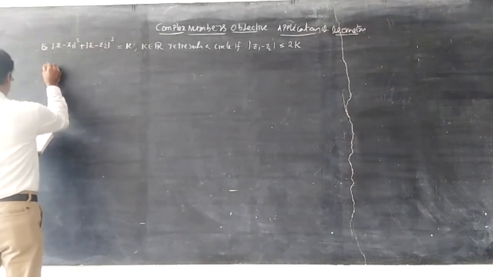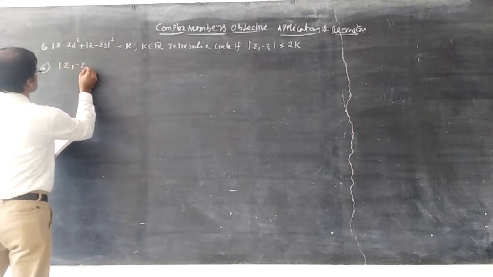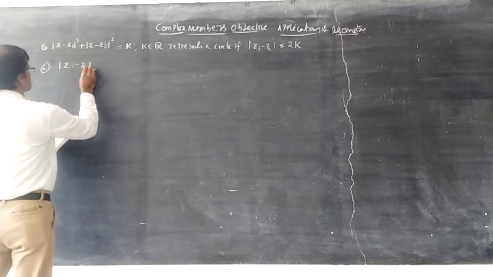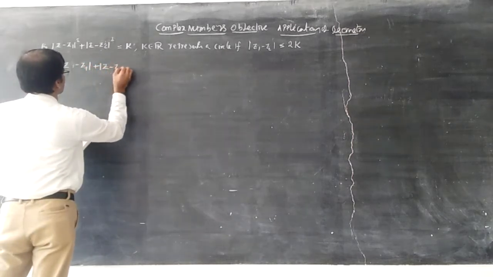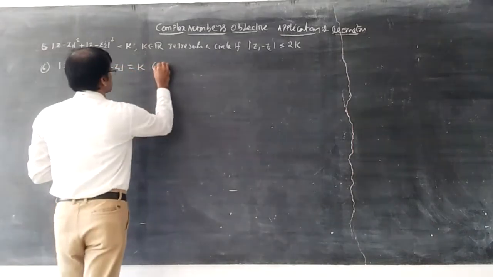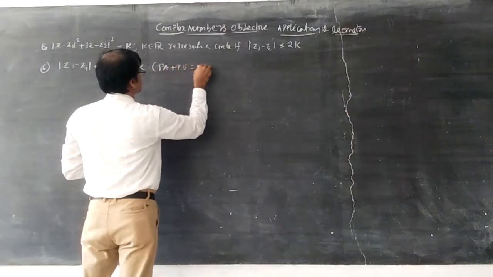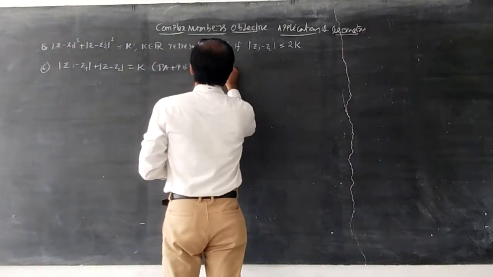Next one, the sixth one. In the same concept, modulus of (z minus z1) plus modulus of (z minus z2) is equal to k. It is nothing but the notation of PA plus PB is equal to k.